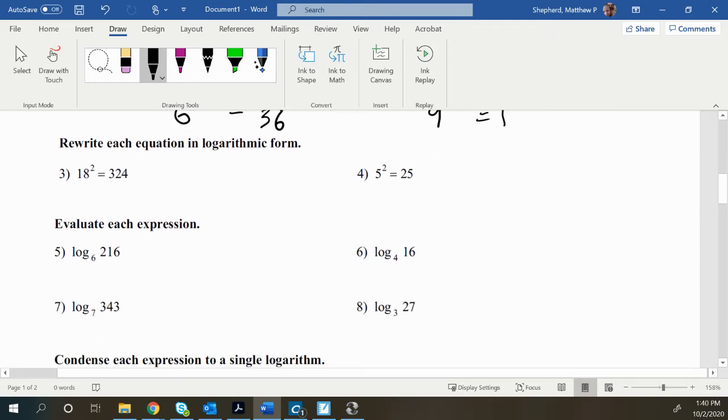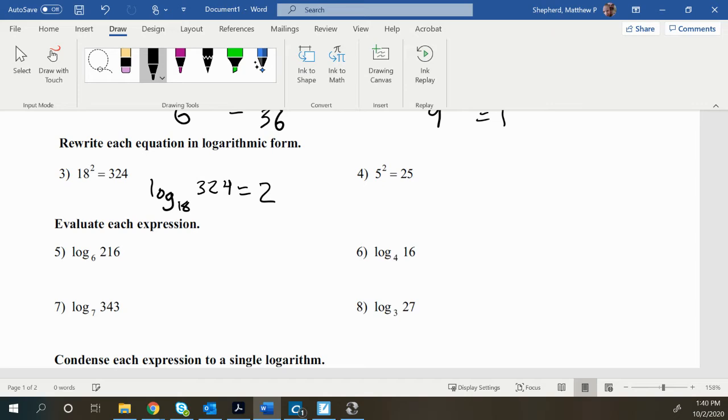Now to rewrite these in their logarithmic form, we're going to have a log. It's going to have the same base as the exponent. So 18 to the power of what would equal a 324? The answer is 2. 18 to the power of 2 will equal 324. Once again, log, same base of a 5. Let's rewrite that up. I am not having luck writing a decent 5. So log base 5. 5 to the power of what is equal to a 25? 2.